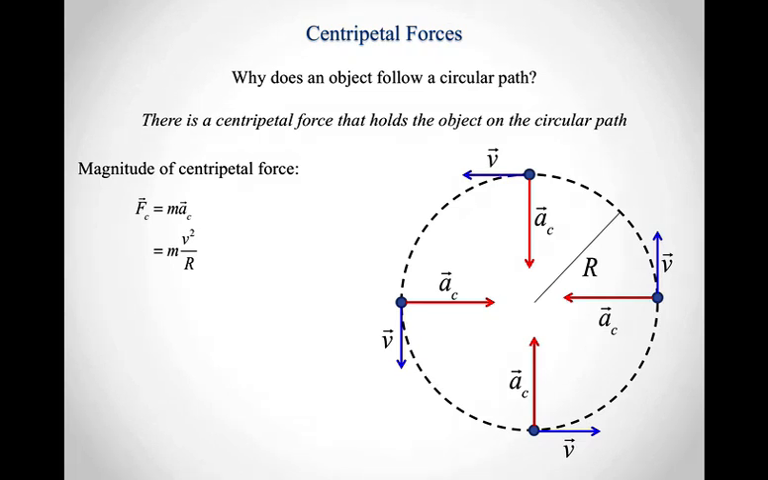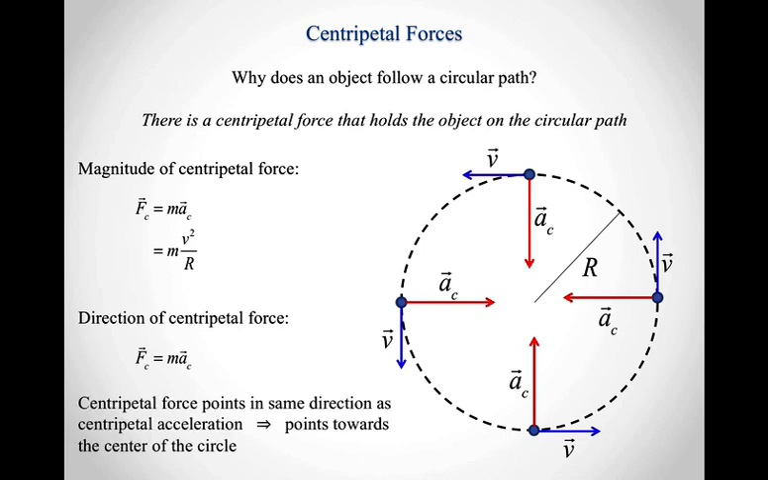In terms of direction, as I look at this equation, if the centripetal force is equal to mass times the centripetal acceleration, since mass is always positive, that tells me that the centripetal force and the centripetal acceleration have to point in the same direction. So if I know that the centripetal acceleration always points towards the center of the circle, then the centripetal force always has to point towards the center of the circle.